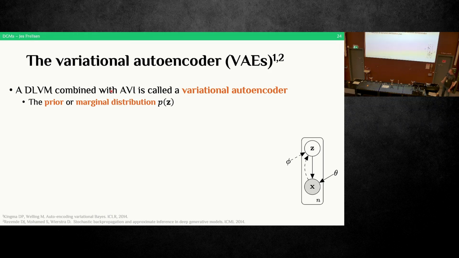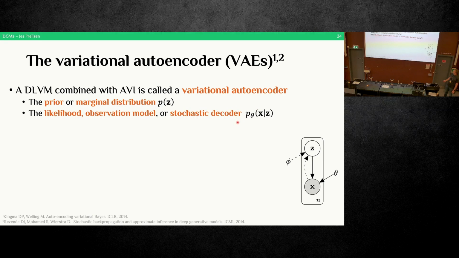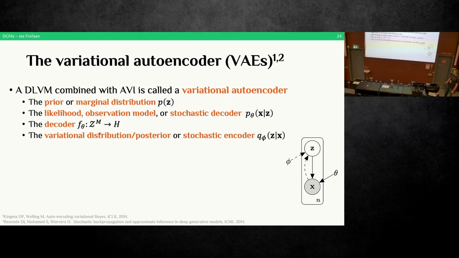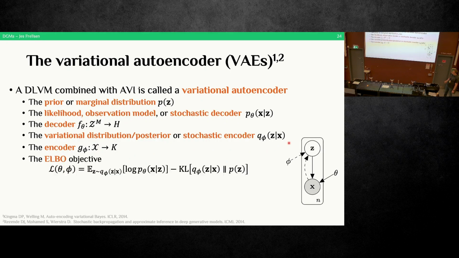The components of a variational autoencoder are: we have the prior, sometimes in the literature also called the marginal distribution over z. Then we have what I call the observation model. You also see people calling this the likelihood or the stochastic decoder. Then we have the decoder itself. People pretty much agree on calling this the decoder. Then we have the variational distribution, or the variational posterior, or the stochastic encoder q of z given x, that we use in our ELBO bound. We have the encoder inside this variational distribution.